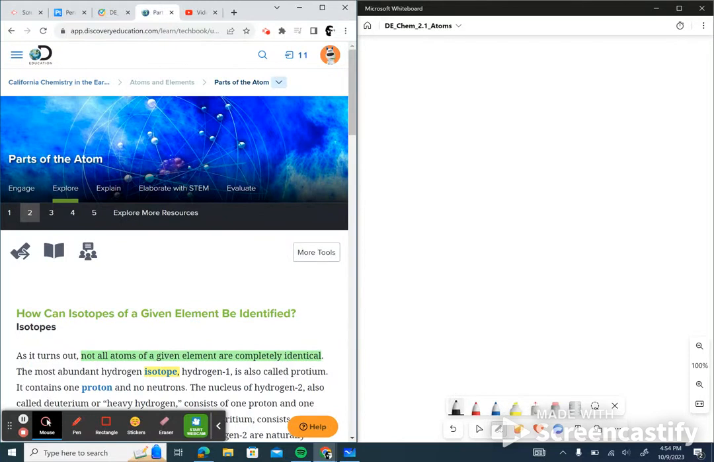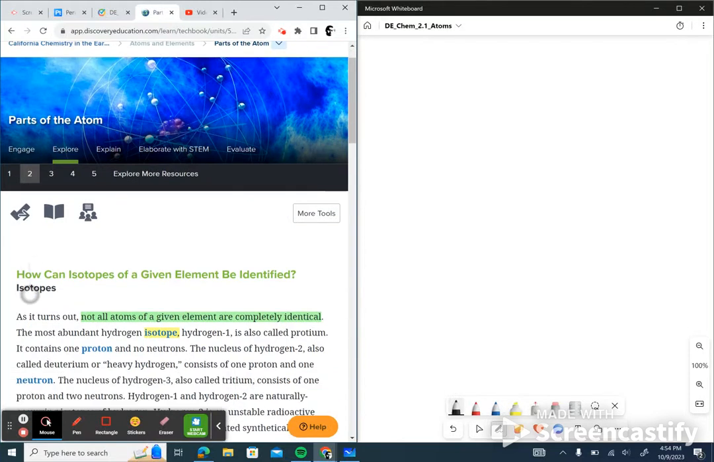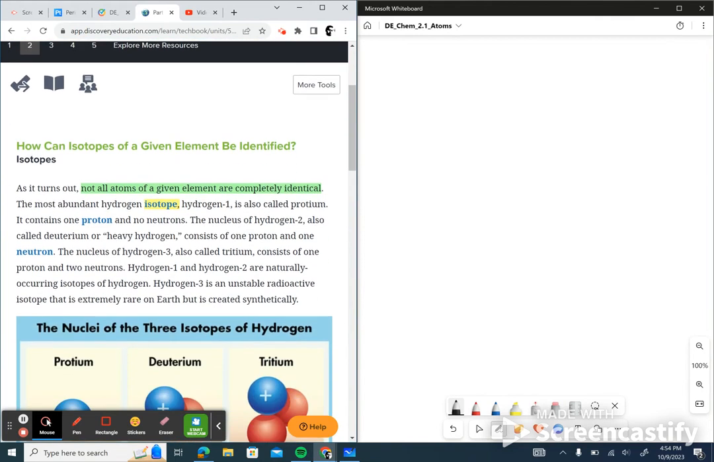All right, so let's take a look at Explore number 2, still with parts of the atom. The question we're trying to answer here is how can isotopes of a given element be identified? If you take a look at the different topics here, we have a section on isotopes.